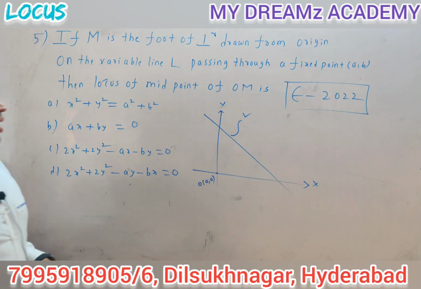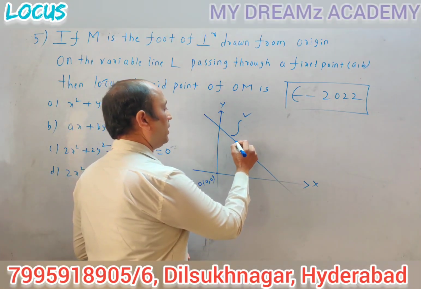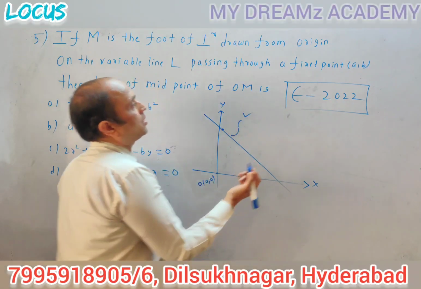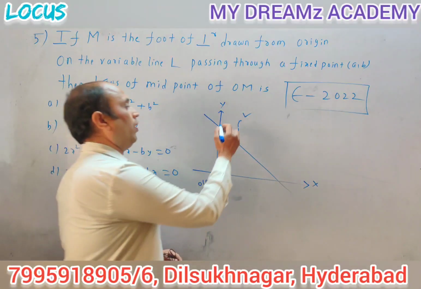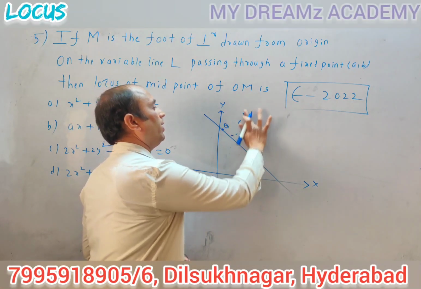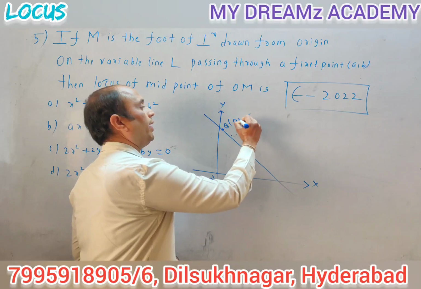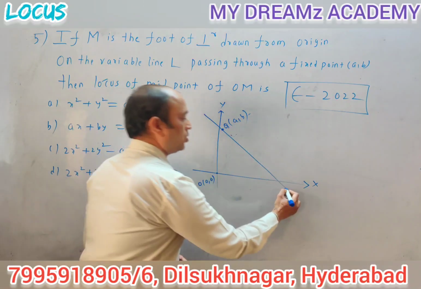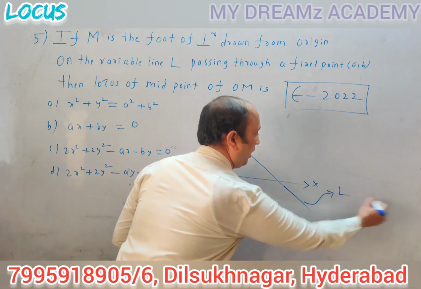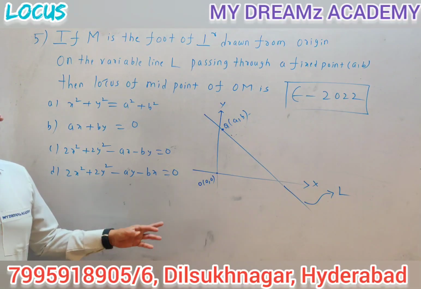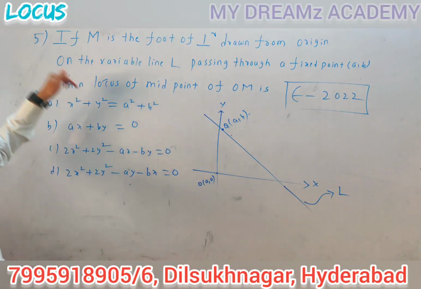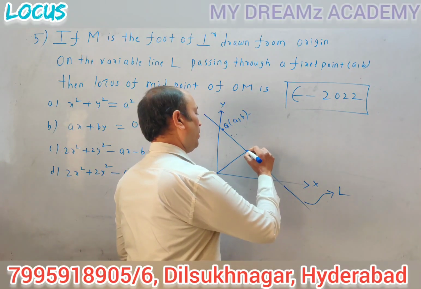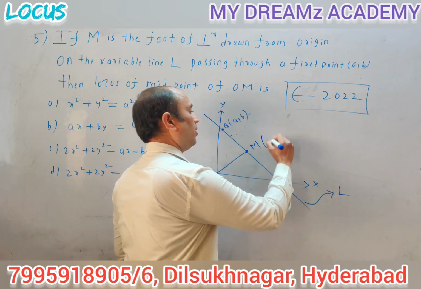Our required line L is passing through the given point (a, b). Suppose we assume that our required line is passing through Q of (a, b). So this is our required line L passing through (a, b). This is the origin. Already given that M is the foot of perpendicular drawn from the origin.